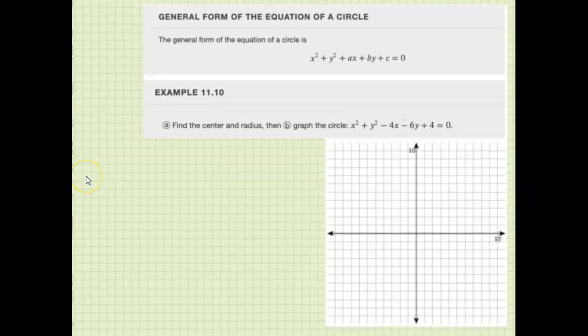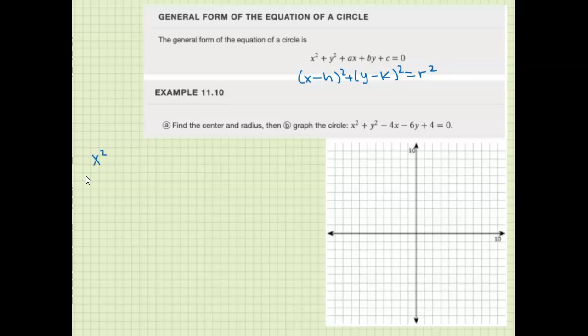So we need to change it to (x minus h) squared plus (y minus k) squared equals r squared in order to be able to find the center and the graph. All right, so we're going to need to use the completing the square method. This is when completing the square becomes really important.